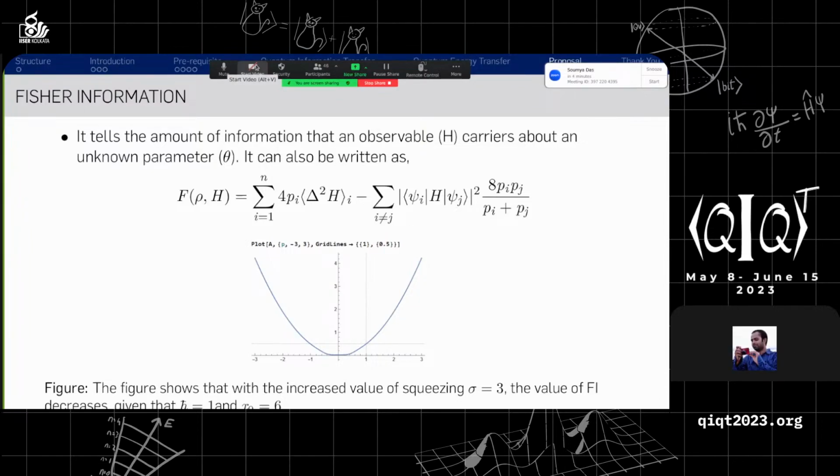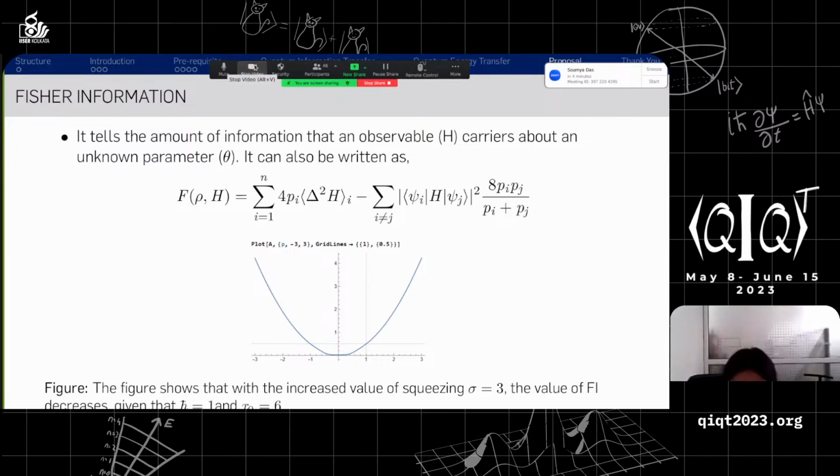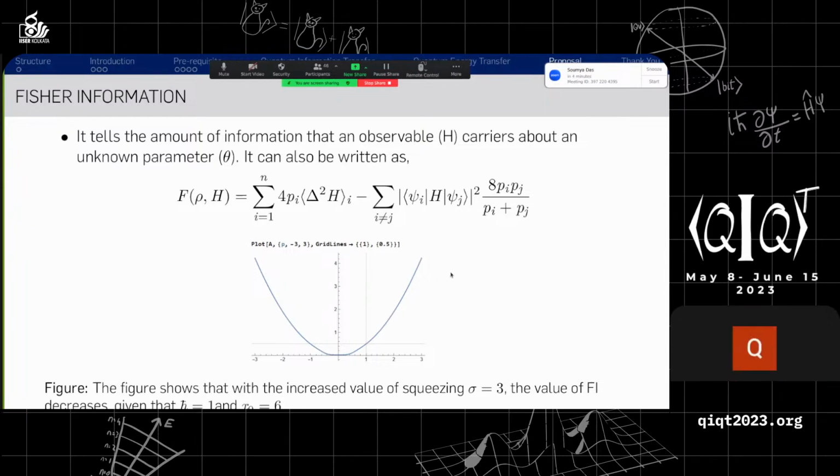Manali, the plot which you are showing, what is on the y-axis and what is on the x-axis? Oh, sorry, I didn't write it. On the x-axis, we have P naught, which is the initial momentum, and on the y-axis, we have the Fisher information. It says that with the increase in the value of P naught, the Fisher information is increasing.